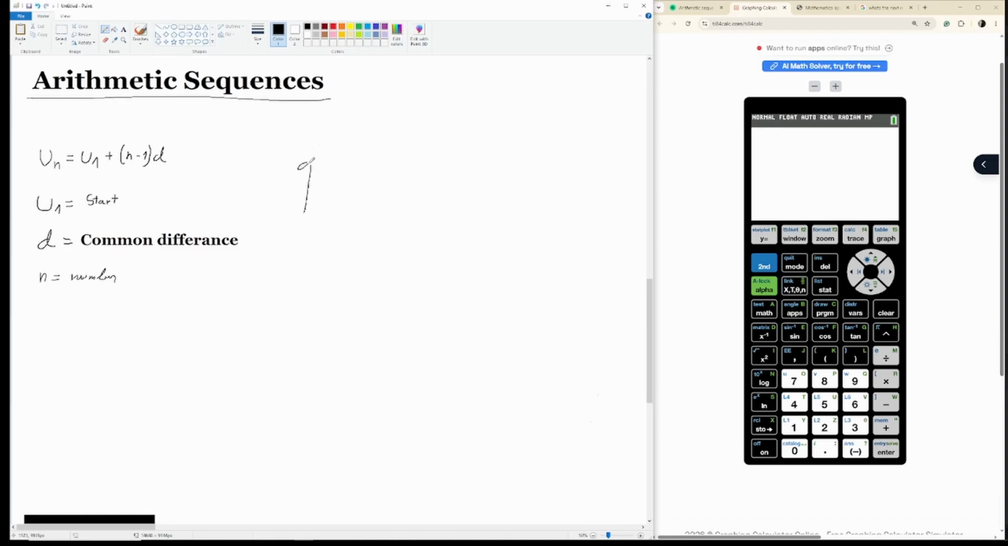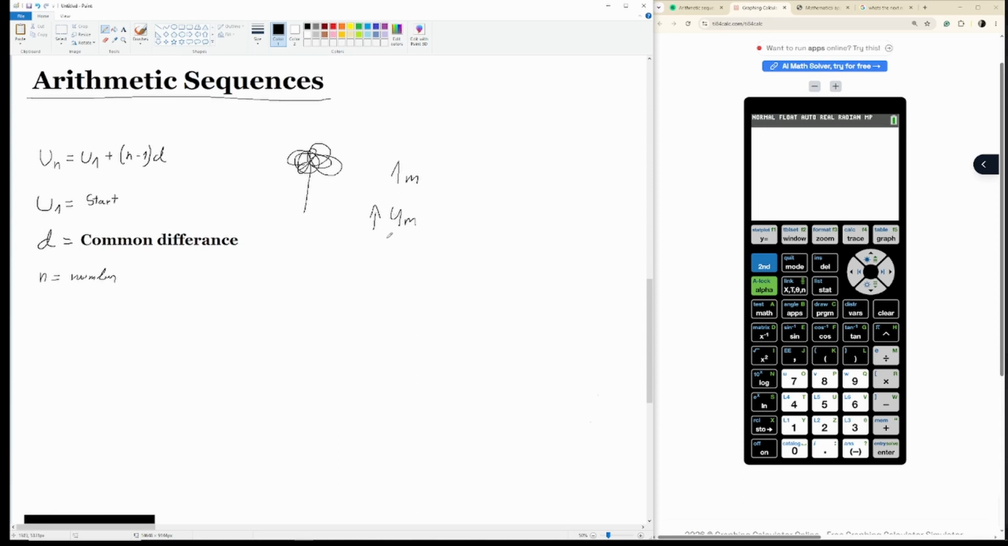So let's say that we have a tree, and when the tree is planted, we know that it was 1 meter tall. And we know that the tree grows by 4 meters every year. Therefore, we can understand that this is an arithmetic sequence.